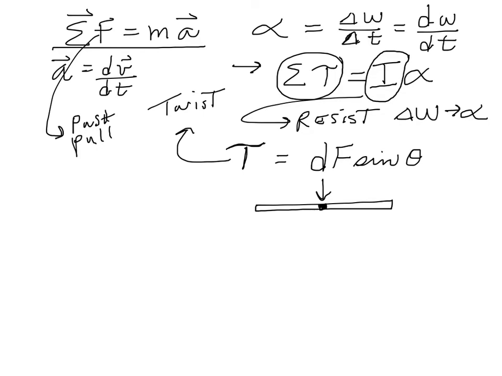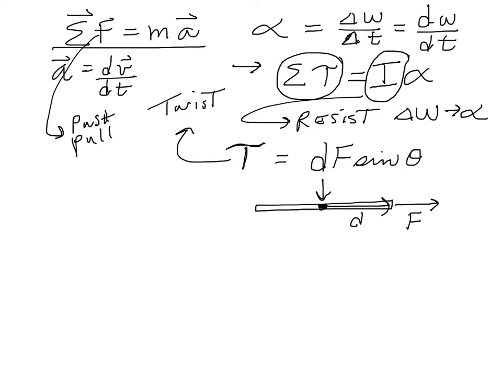If I pull on the bar this way, then the angle between the distance d, that would be this vector, d, and the force, in this case, is 0 degrees, and the torque will be 0. You can see this leads to no twisting.